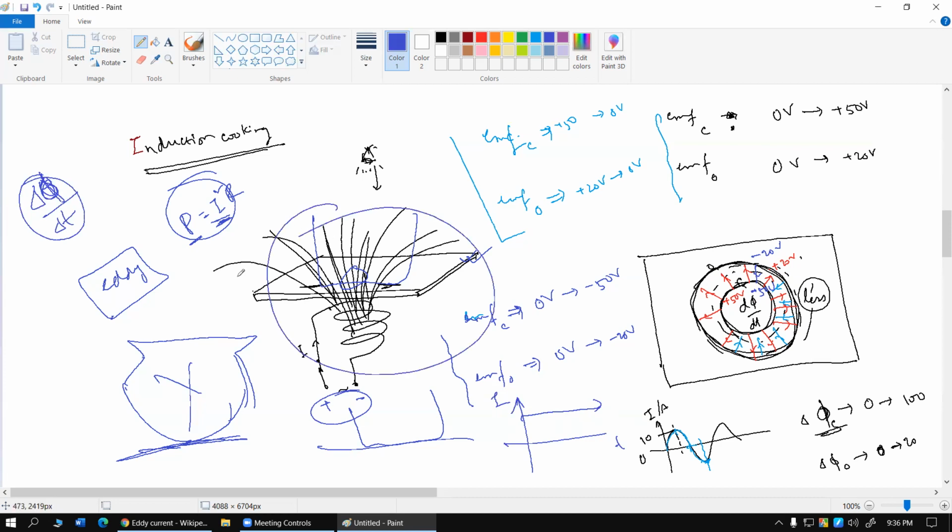This will only work exclusively with an AC supply. The change of the supply current will cause a change of the magnetic flux linkage, which will in due process produce the eddy current, thus producing heating for the necessary cooking process.